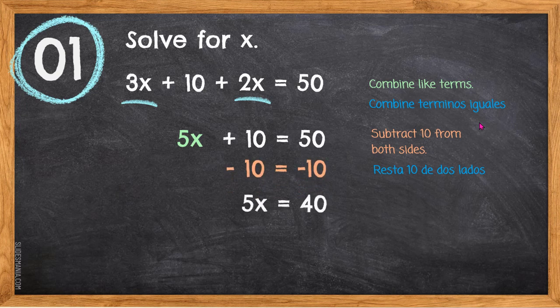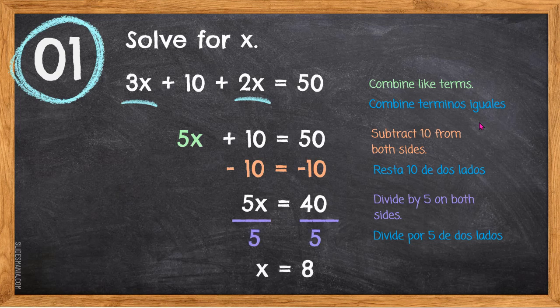Ahora tenemos 5x es igual a 40. Al final, we need to divide by 5 on both sides. Divide por 5 de dos lados. Cuando divides, tienen una respuesta de x es igual a 8. X is equal to 8.